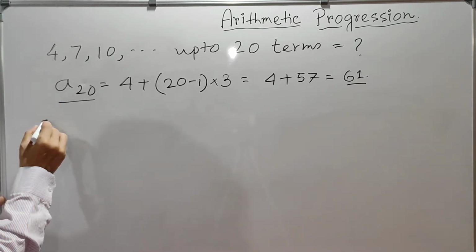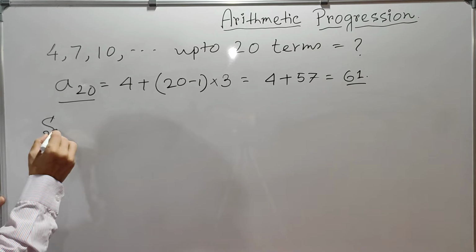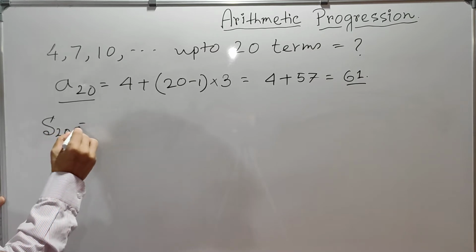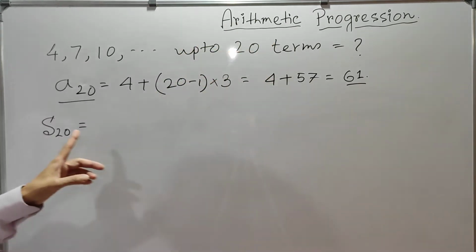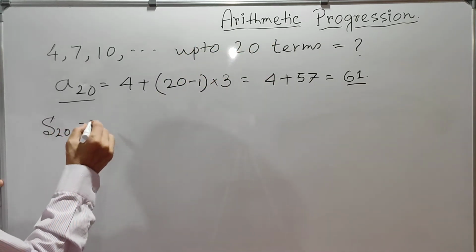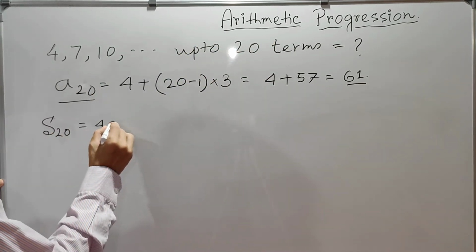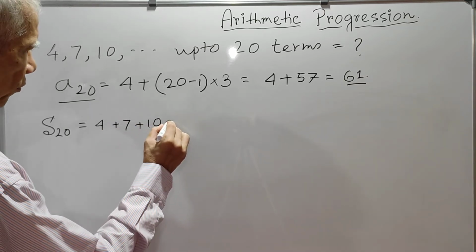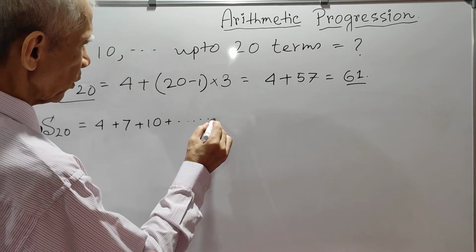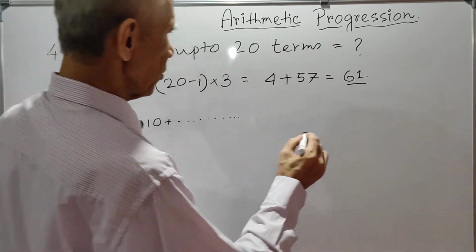So let S be the sum. Suppose S is the sum of 20 terms. So we have to find out the sum of 20 terms. So S20. First term 4 plus second term 7, third term 10, fourth term, fifth term. That way it will go on, go on. The last term will be 61.